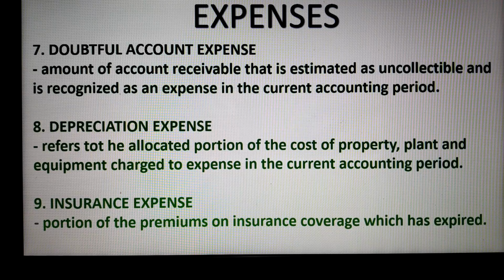Number 8 is depreciation expense. So kung ang allowance for doubtful account, ang iyahang partner pag mag-entry ka is the doubtful account expense, ang sa accumulated depreciation, ang iyahang partner pag mag-entry na ka is the depreciation expense. So the depreciation expense refers to the allocated portion of cost of property, plant, and equipment charged to expense in the current accounting period. So mao ni ang mga amount nga ma-charge aning depreciation expense is katong mga amount nga na-depreciate na sa imuhang equipment or the property, plant, and equipment.